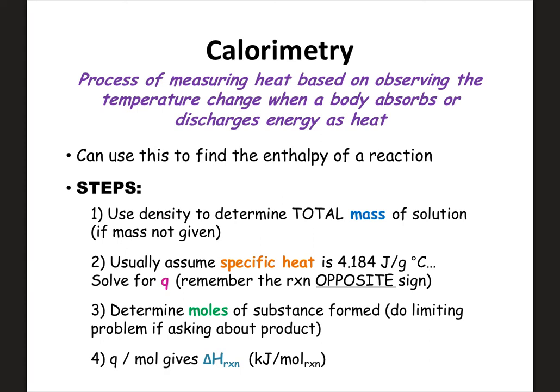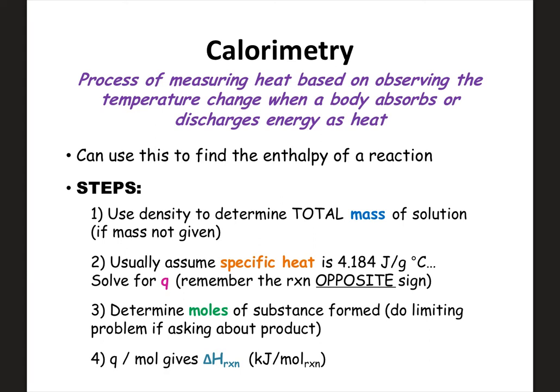We're going to assume the specific heat is 4.184 joules per gram degrees Celsius unless you're told something else. Sometimes you might even be told that it is 4.184 joules per gram degrees Celsius. If we're dealing with water here, we're assuming that's going to be the specific heat. And we will solve for Q. So essentially, we're doing a Q equals MC delta T problem. We might have to use density to get to mass. We might have to use 4.184 here as our specific heat, but we'll get to Q.